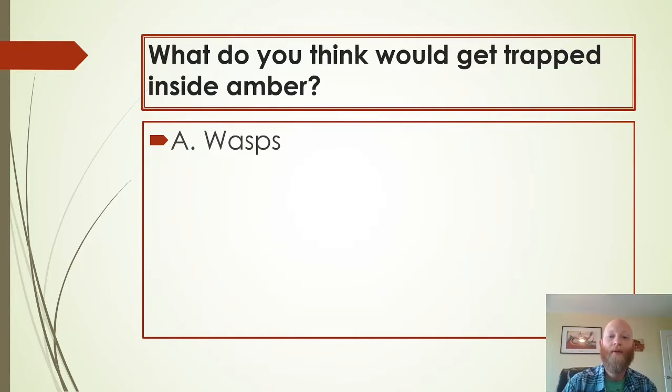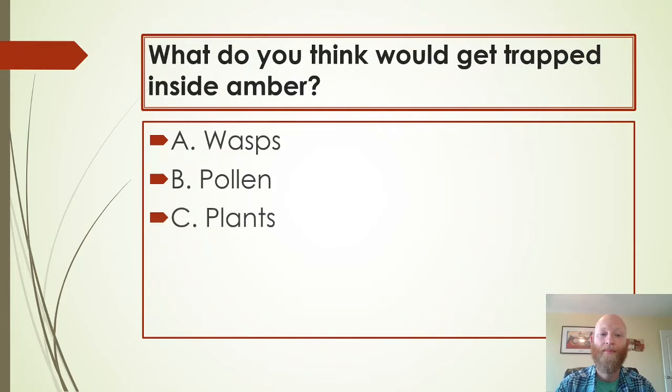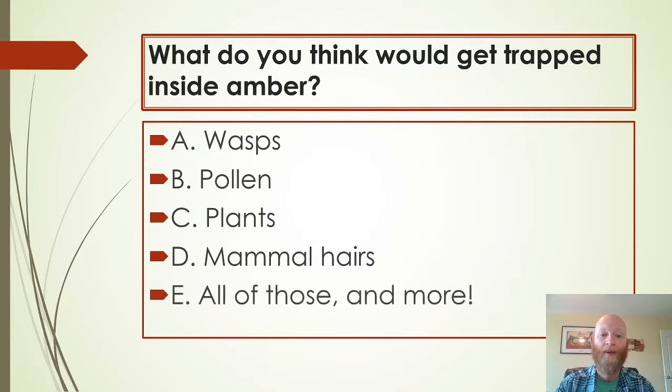So what kind of things do you think would get trapped inside amber? Remember, it's fossilized tree resin, so it's kind of like sap from trees. So what would get trapped in sap that's leaking out of trees? Would you say wasps? Would you say pollen? Would you say plants? Would mammal hairs get trapped in amber? Or would all of those above and more?